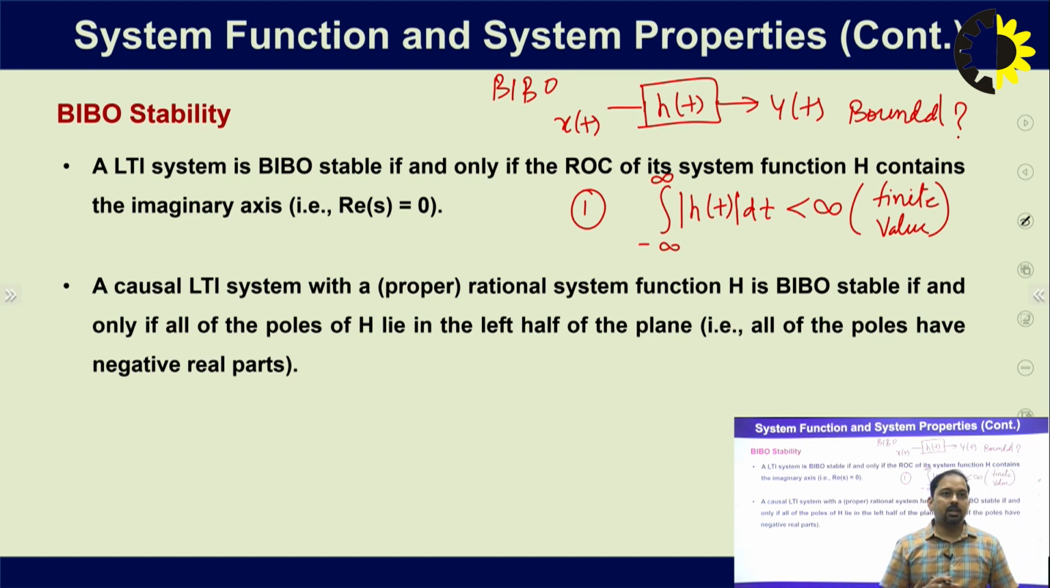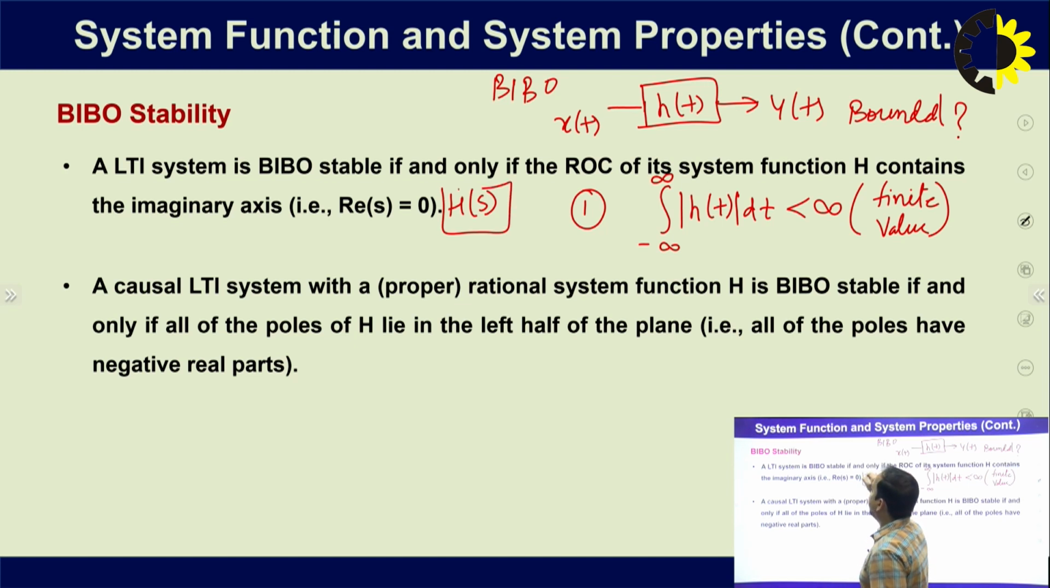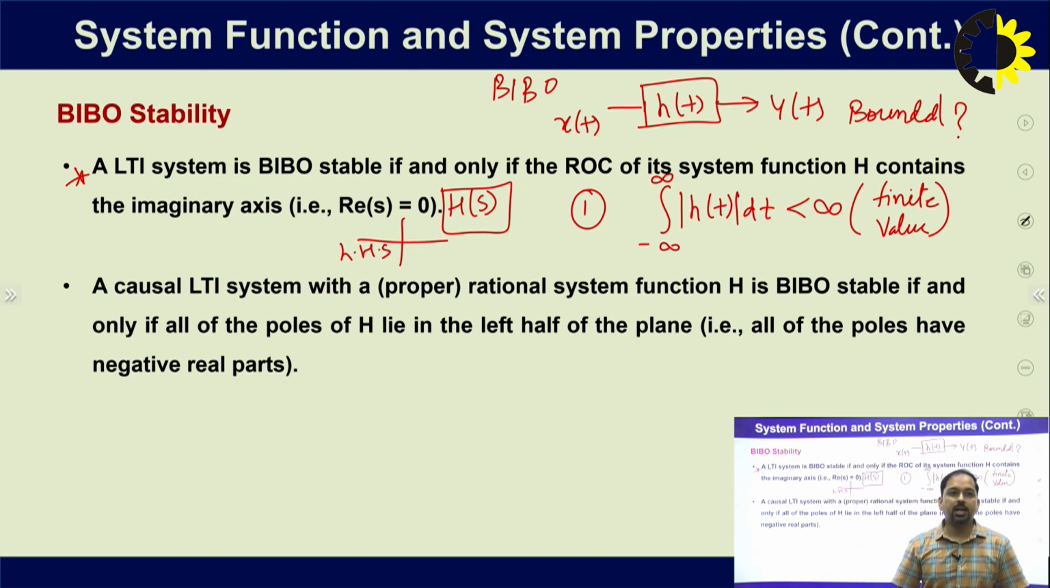The second method by which we can say that the transfer function H(s) is stable is this one. We must plot the location of poles. If all the poles of the system function or the transfer function H(s) lie in the left-hand side of the S plane, that definitely guarantees that the system is stable.